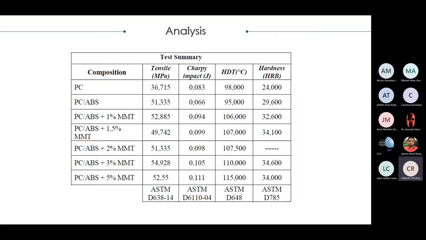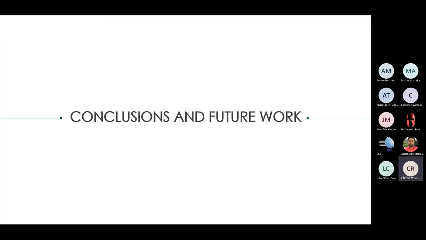We have the composition as a function of all the tests that we performed. Here you can see the hardness, the HDT, the Charpy impact, the tensile, and the highest values are in the 3% and 5%. And of course, with all the ASTM norms. And here, the conclusions and future work.